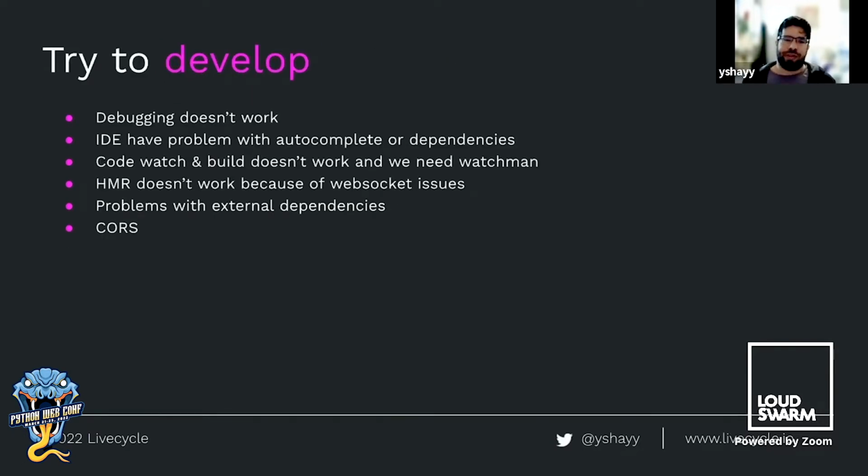And assuming we make it all work and we can build and run the project, now we are trying to develop on it, and it doesn't always work that smoothly. In many cases, debugging doesn't work, like if you want to put some breakpoints. The IDEs have problems with autocomplete or dependencies. Code watch and build loops are not necessarily working, and we need a tool like Watchman. If we're working on a front-end application, auto module reloading might not work because of some issues. We might have additional problems with external dependencies like SaaS that we are using, and maybe CORS or something else random that we are going to encounter.